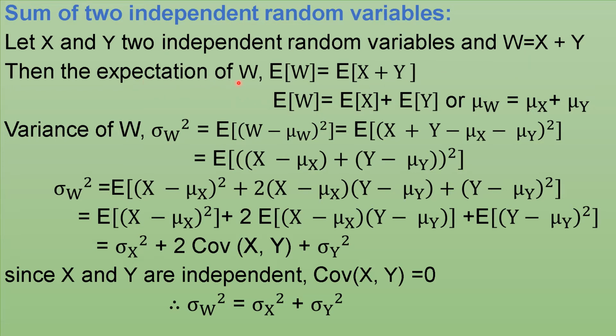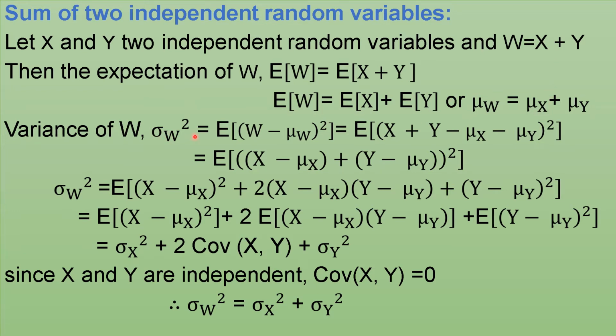So the expectation of W, E of W, is equal to E of x plus y. And we have seen, by the linearity property, that E of ax plus by is a into E of x plus b into E of y. So E of x plus y is E of x plus E of y. So the mean of the sum W will be equal to the mean of x plus the mean of y.